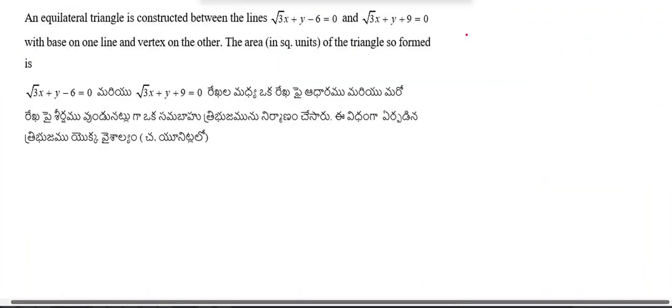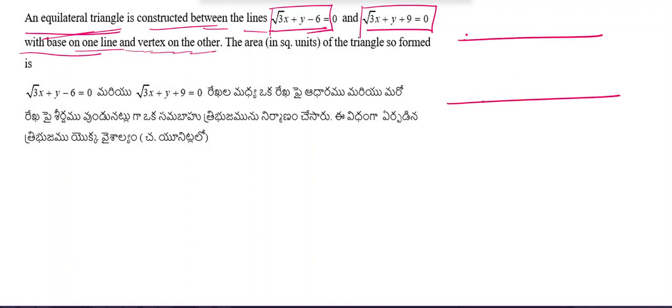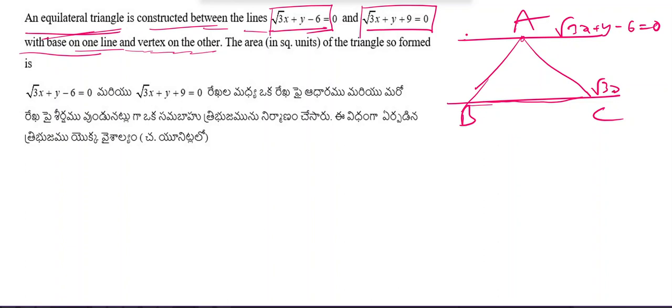This is the next problem from straight lines. An equilateral triangle is constructed between the lines root 3x plus y minus 6 is equal to 0 and root 3x plus y plus 9 is equal to 0, with base on one line and vertex on the other. That means these two are parallel lines, base on this line and vertex on the other line. This is taken as the vertex. This is the equilateral triangle. So ABC is the equilateral triangle. Here the two parallel lines are root 3x plus y minus 6 is equal to 0 and root 3x plus y plus 9 is equal to 0.